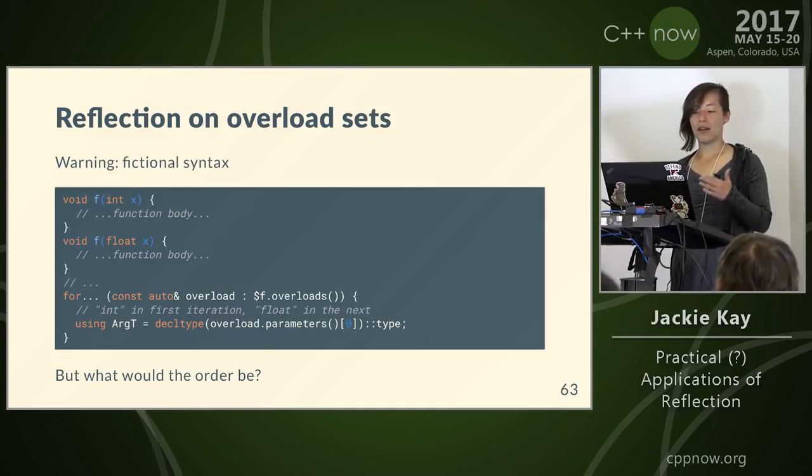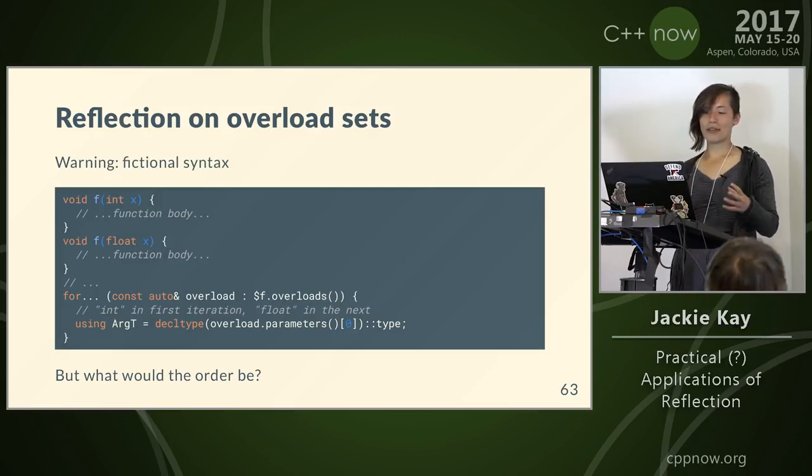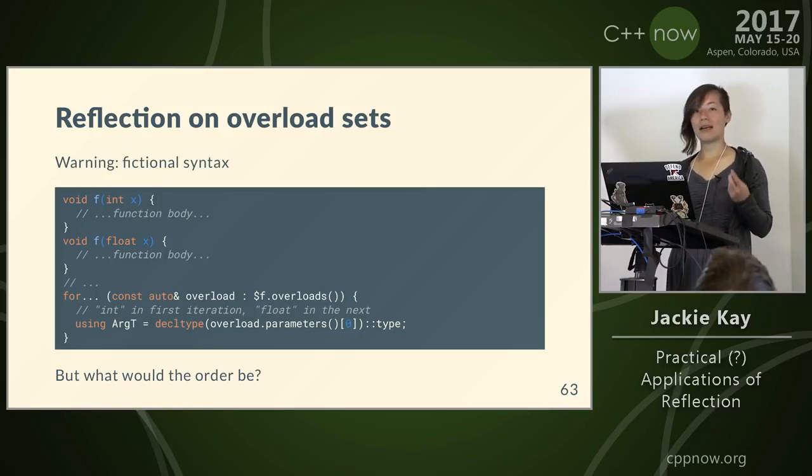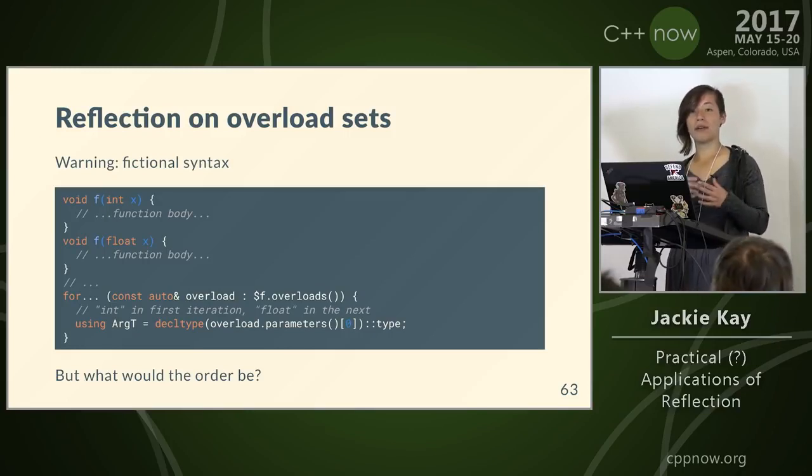I think we want to be able to reflect on a broader set than just member functions. We want to reflect on lambdas and function objects, things that can be called. And this starts to get very complicated quickly.